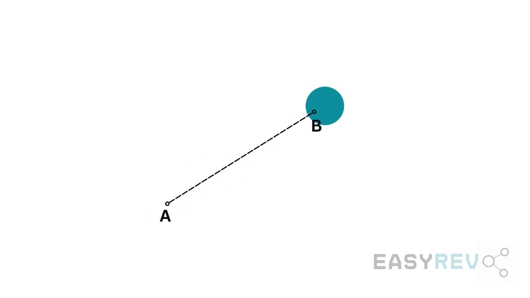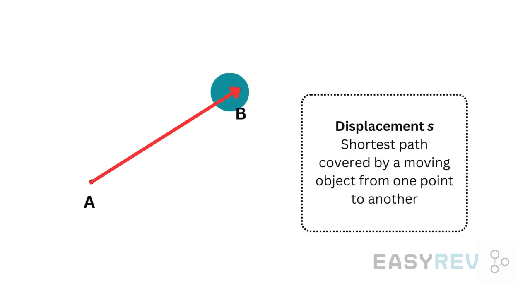Let's consider another scenario where we have the same object being sent on yet another journey from point A all the way to a point B. But this time, suppose that the object covers a straight line instead. In that case, there is only one unique path that the object can choose, directed from A to B, as shown through the red arrow over here. In that case, what we're doing is measuring the shortest path covered by a moving object from one point to another. And that's what we call displacement. Do note here that since the shortest path between 2 points will always comprise of one unique path, we can conclude that displacement only depends on the starting and end points rather than the path.